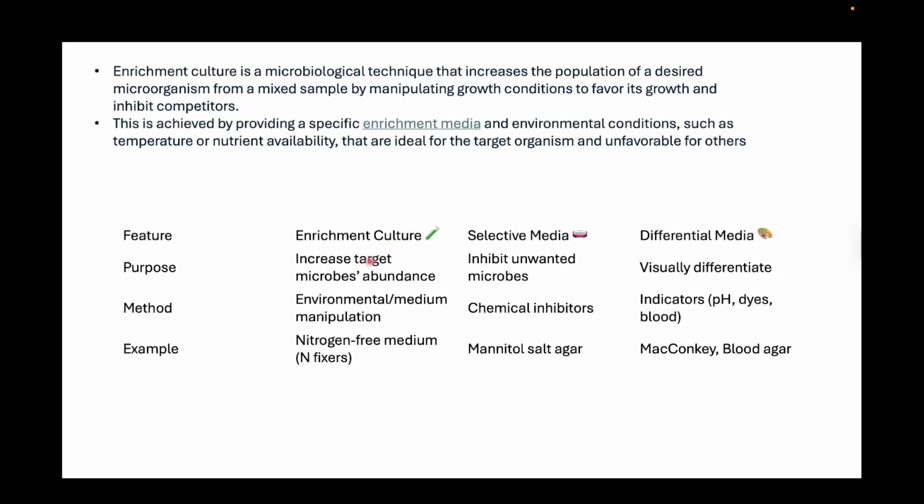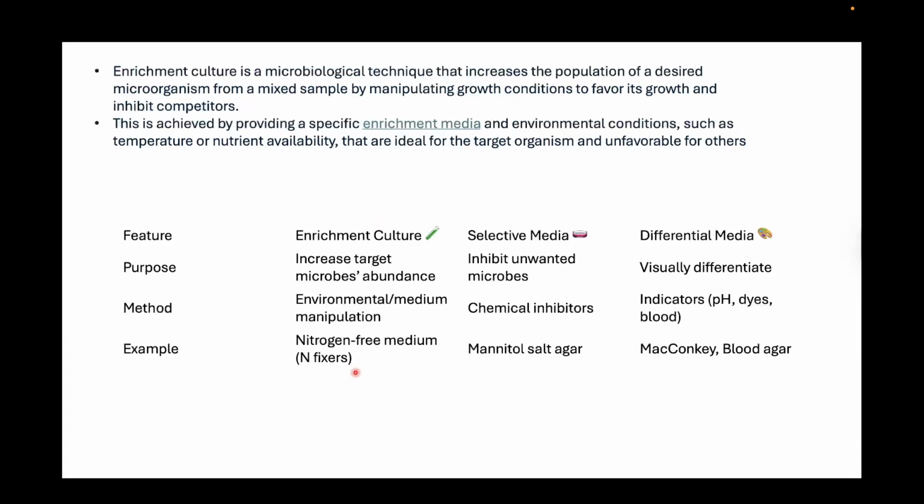So this is a comparison between various practices such as enrichment culture, selective media, and differential media. What is the purpose of enrichment culture? To increase or target microbes in abundance; selective media to inhibit unwanted microbes; and differential media to visually differentiate different microbial populations in a community. The method, environmental medium manipulation, is the enrichment culture method.